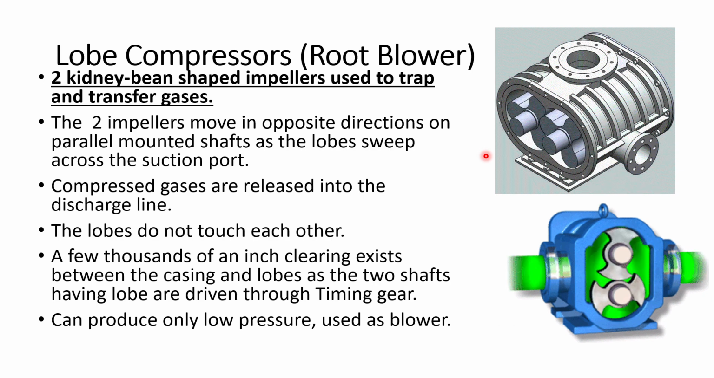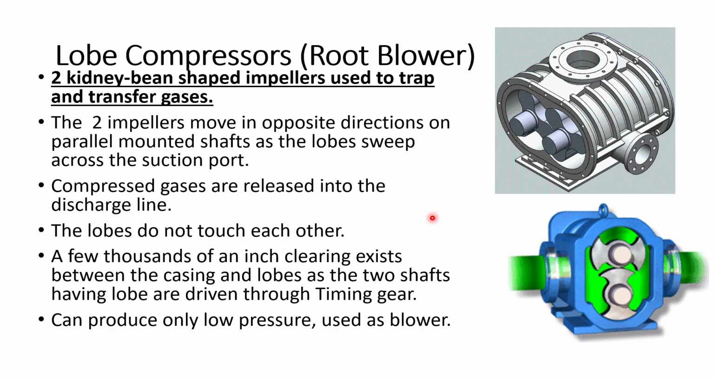Now we will be talking about the lobe compressor, which is also called a root blower. This has two kidney bean shaped impellers used to trap and transfer the gases. As you see on the right hand side, there are two impellers which are rotating in opposite directions. They are mounted parallel to the shaft, and they suck the gas and discharge it through the discharge port. Once compressed, the lobes do not touch each other.